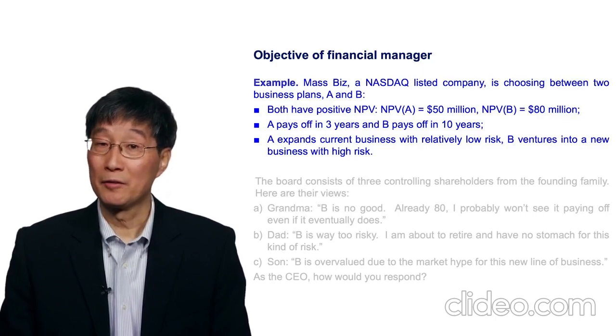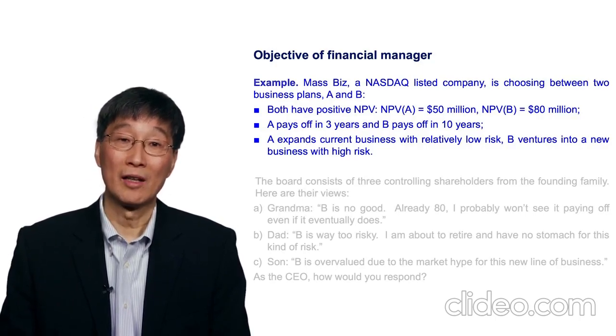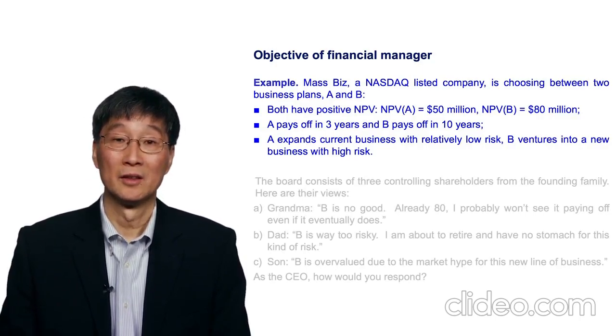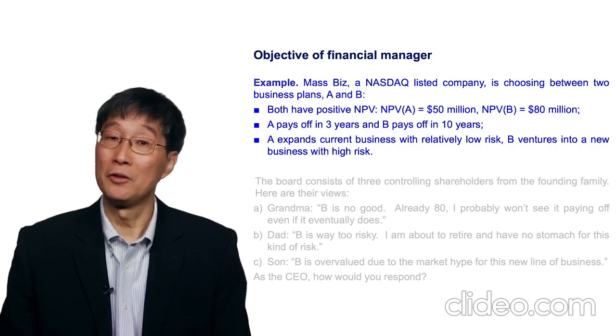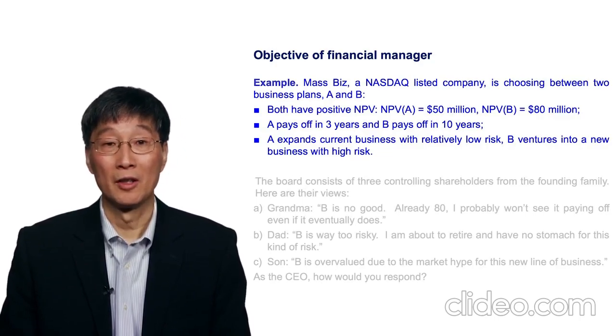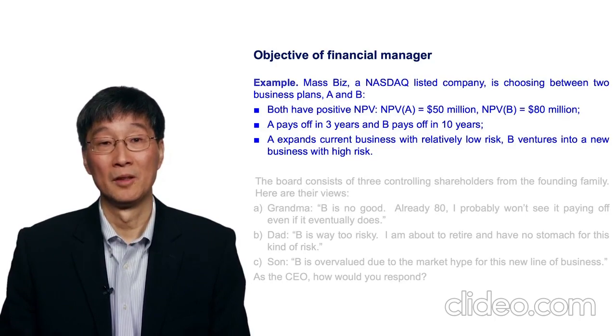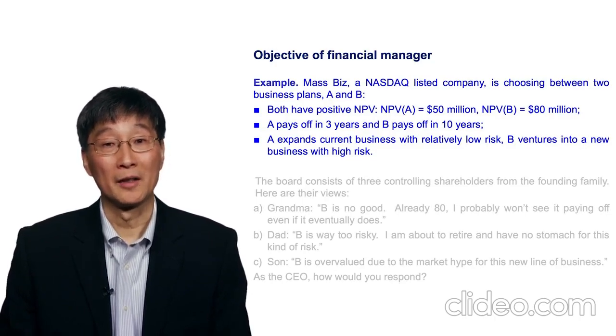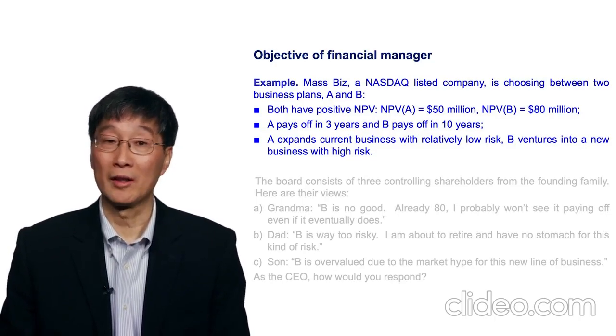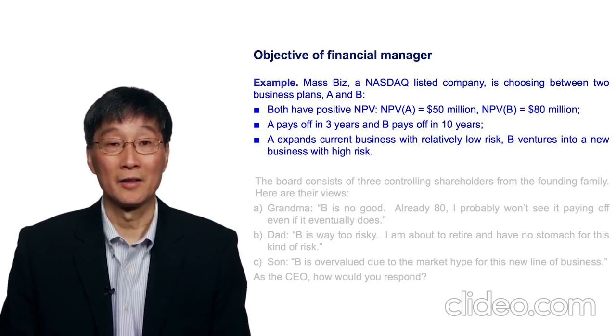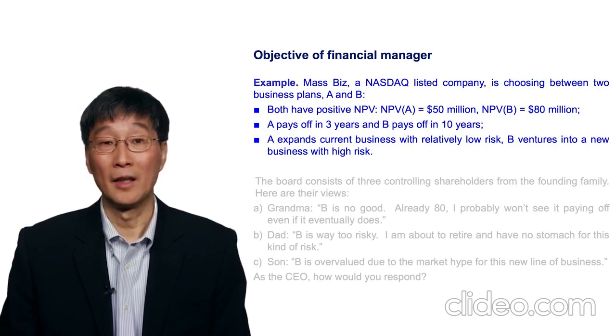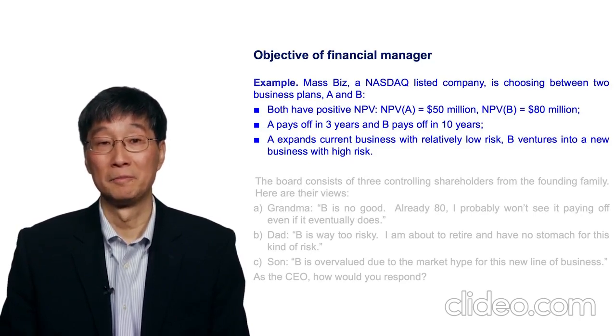Plan A expands the firm's current business with relatively low risk. Plan B is to enter a new line of business, which involves much higher risk. Which one should the firm take? The CEO is recommending Plan B to the board as it has a higher NPV, $80 million over $50 million.